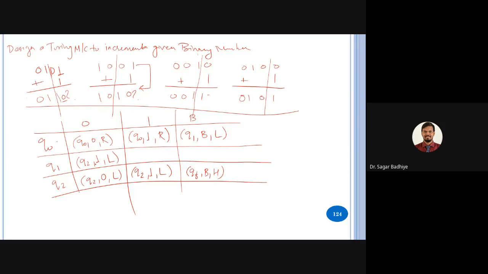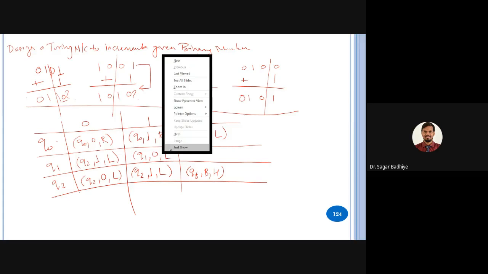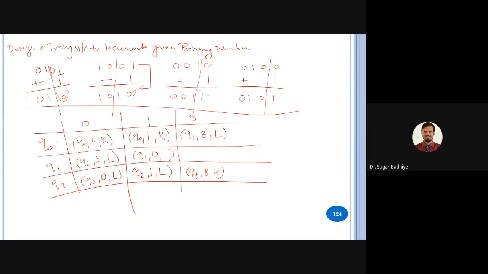And in Q1, if that was 0, then you have changed it to 1. But in Q1, if you get a 1, you reverse it, but you stay in Q1 itself. So 1 becomes 0 and 0 becomes 1, and you take a left move, right? So you reverse everything until you get the first 0. On the first 0, you reverse it and change the state. As soon as you have changed the state, everything stays the same, right? So this is the Turing machine for incrementing a binary number. Simple.